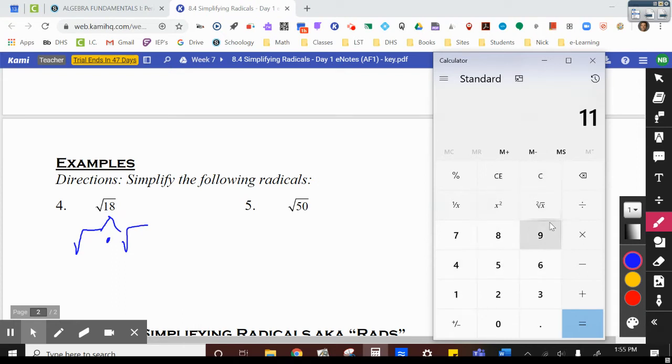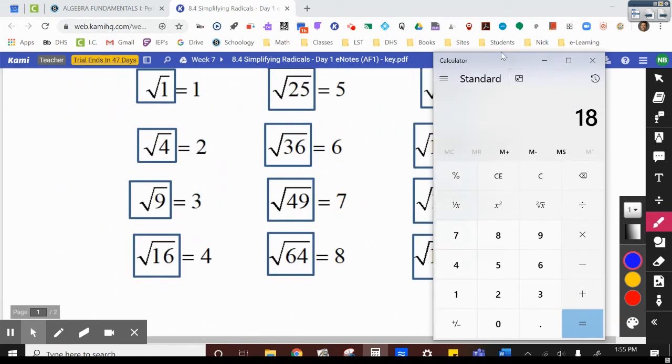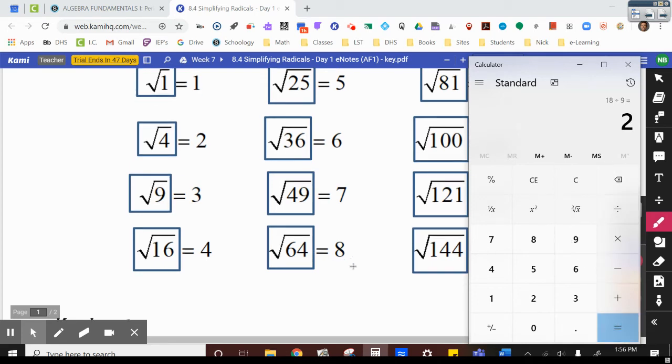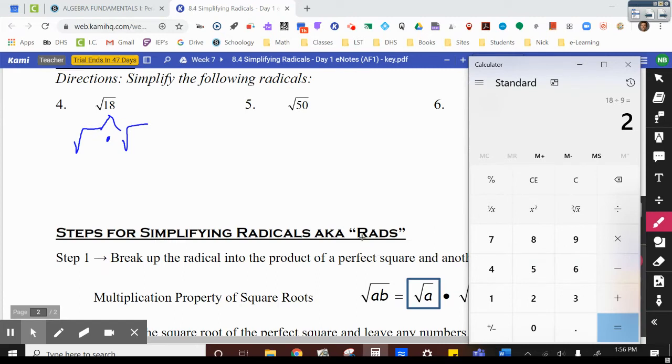So to do that, we're going to take that number 18, and we're simply going to divide it by one of these perfect square numbers here. These are our perfect square numbers. So we need to find which one of these factors can divide evenly into 18, and we want to find the largest one that we can. So 16 is already too big, it's not going to divide into 18. Then I look at the next one, which is 9. So 18 divided by 9 gives me 2. So there it is, 9 times 2 is 18.